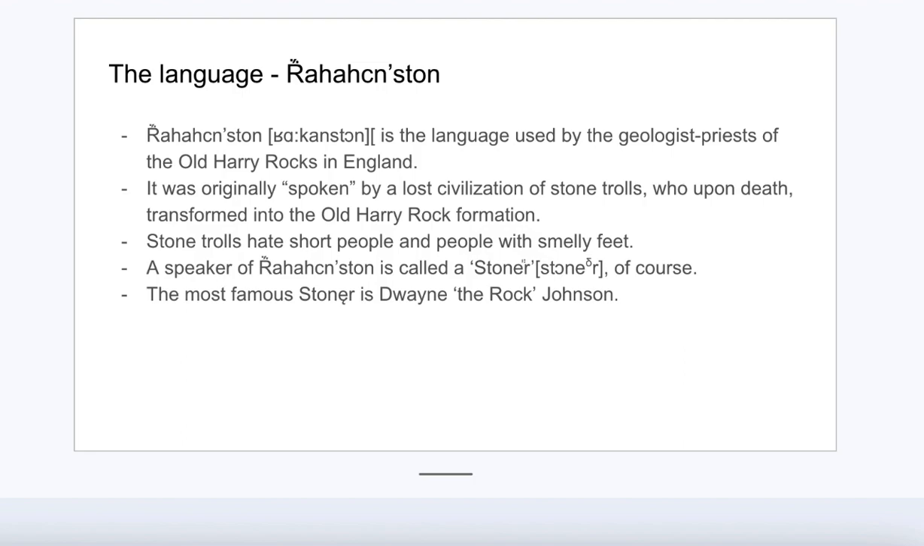A speaker of ahahcn'ston is called a stoner, of course. The most famous stoner is Dwayne The Rock Johnson. Of course. We all know he is actually a boulder.